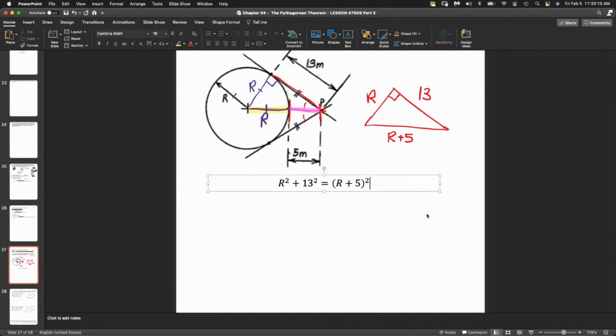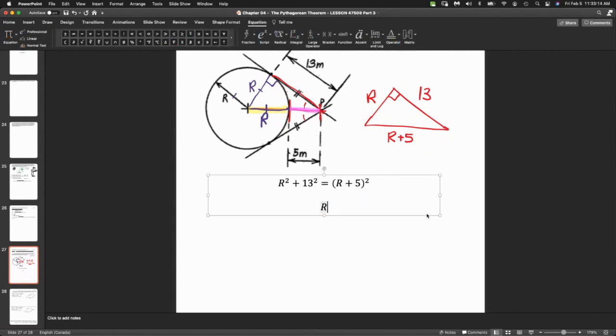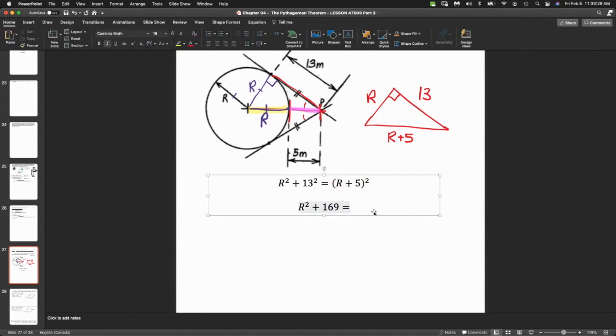So I'm going to walk the class through it slowly because I know there's people here that are intimidated by this kind of thing. Don't worry, this is not going to hurt you for the test, but you do need to get better at this for later in the course. So r squared is just r squared. 13 squared is 169. This here, you're going to write down the r plus 5 twice, and you're going to expand it.